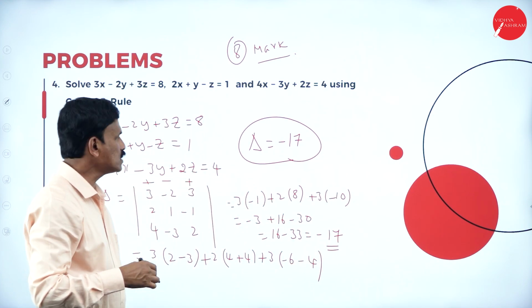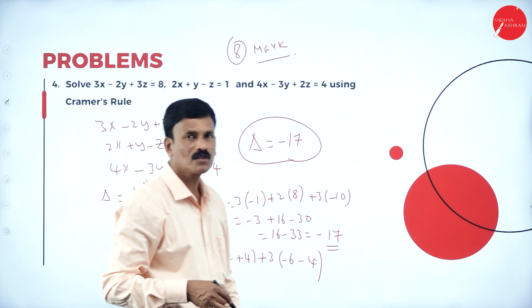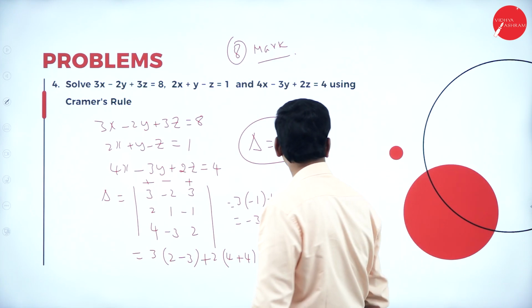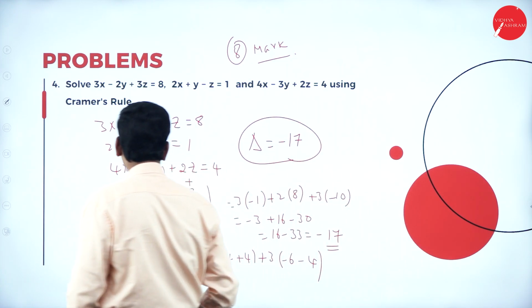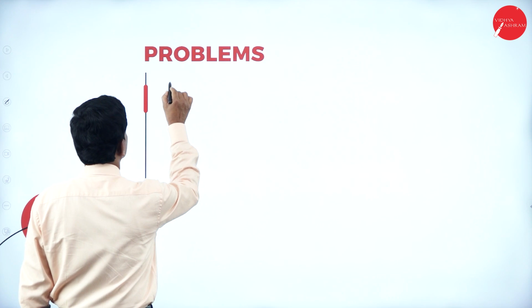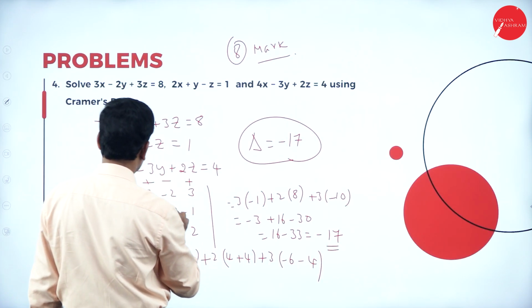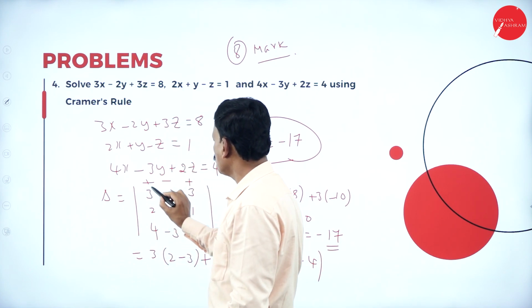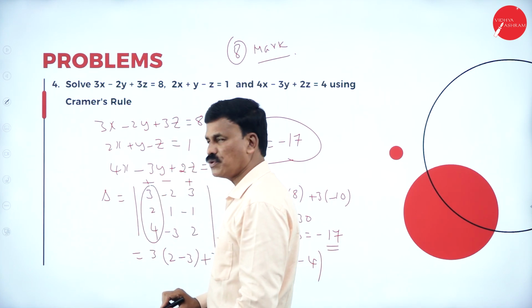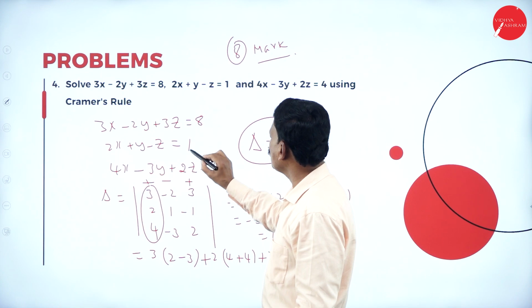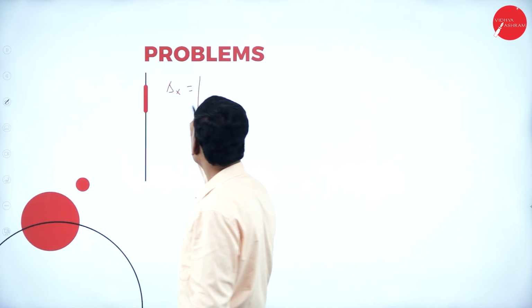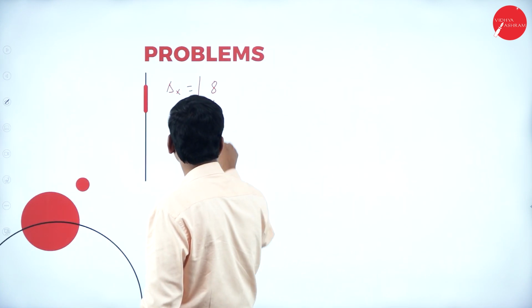The first answer is minus 17. Okay. Just find out delta x now. Now delta x is equal to, so here the first column, 3, 2 and 4, is replaced by 8, 1 and 4. That is 8, 1 and 4.